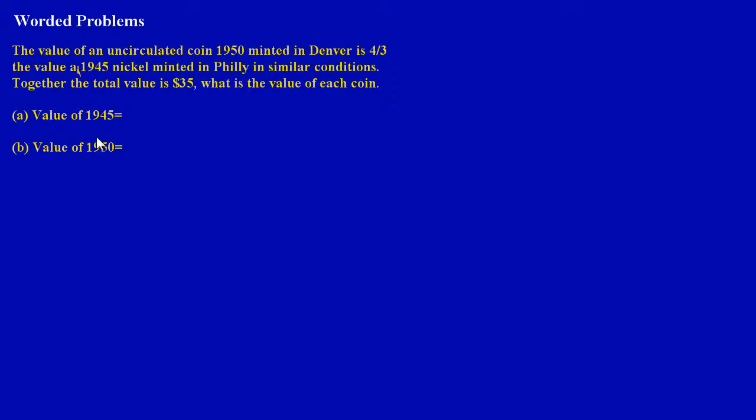So simply, my friends, the cost of the Denver coin is in relation to the cost of the Philly coin. The cost of the Denver coin is dependent on the cost of the Philly coin. Since we don't know the Philly coin, we can use a letter to represent that value. So let x be the cost of the Philly coin.